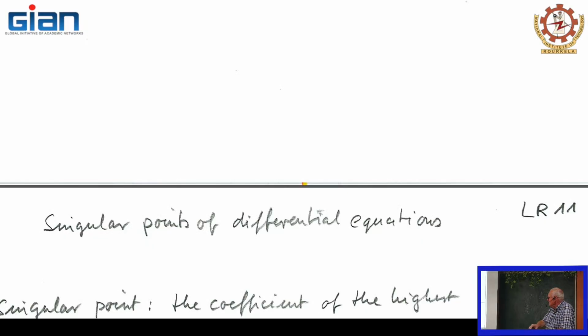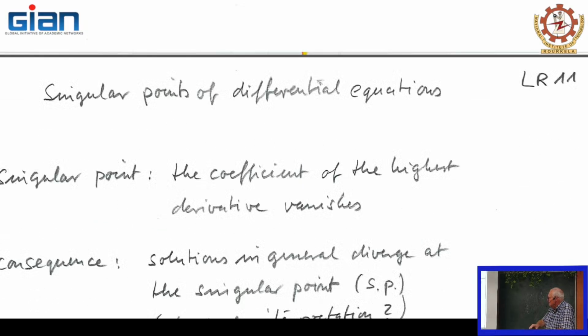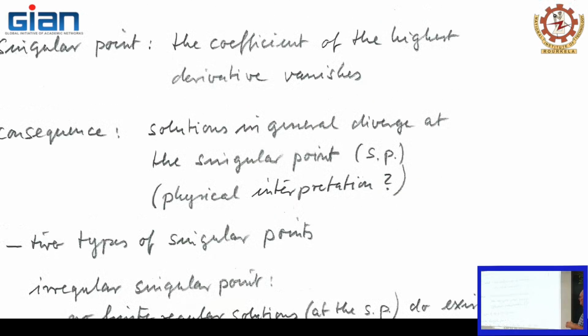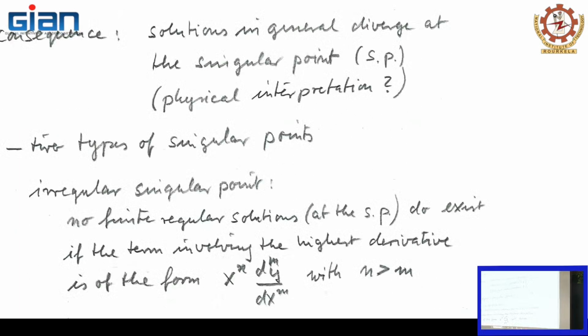Okay, singular points of differential equations. Well, the definition I've already given. A singular point is when the coefficient of the highest derivative vanishes. Well, this has a consequence. The singular points may be split into two groups: regular singular points and irregular singular points. If you have an irregular singular point, then you only have diverging solutions.